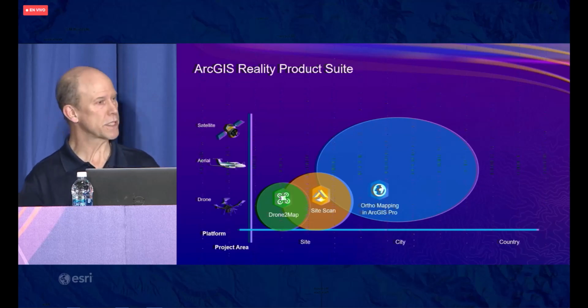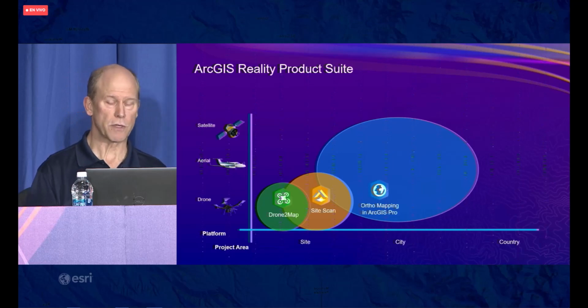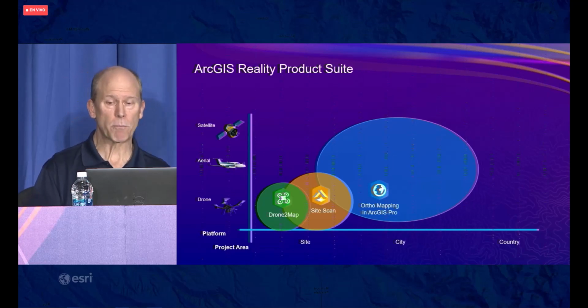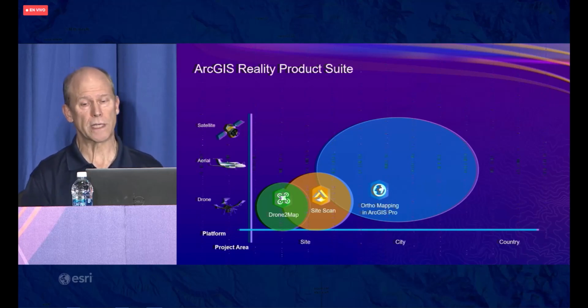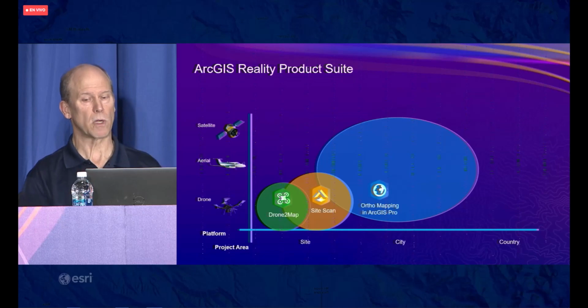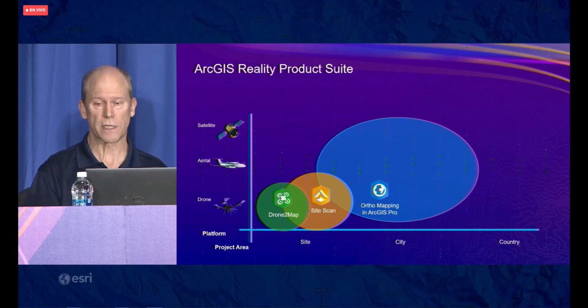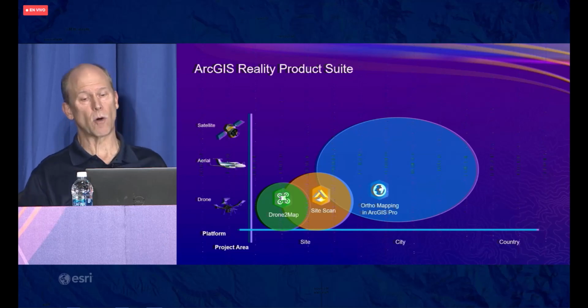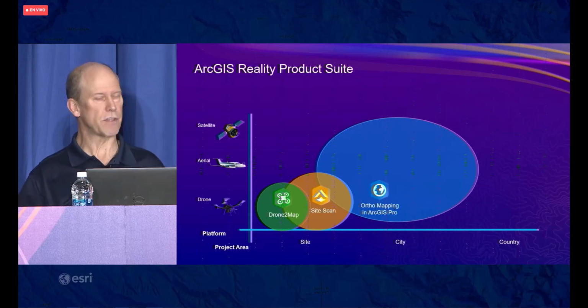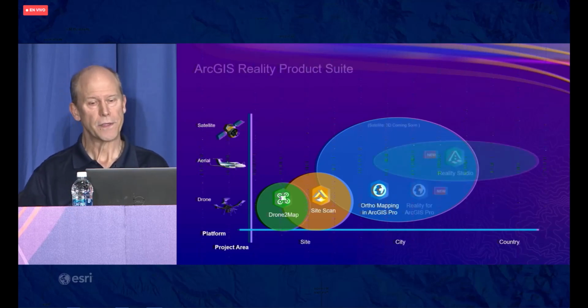Drone to Map and SiteScan provide 2D and 3D products focused on drone mapping for smaller sites. And you can use Drone to Map when you have a small drone team, whereas SiteScan is a software as a service product designed to support larger drone programs conducting many, many flights. And if you have aerial camera or satellite data, ortho mapping in ArcGIS Pro can generate the 2D data products if you have the Pro Advanced license.